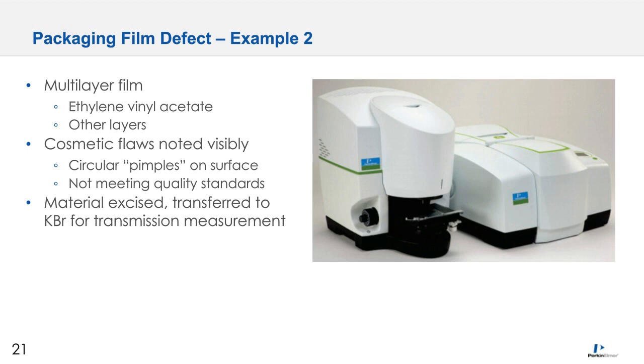Here we're analyzing a multi-layer film consisting of ethylene vinyl acetate and other layers I cannot reveal for proprietary reasons. Cosmetic flaws were again noted visibly in this film where circular pimples appeared on the surface, and once again, the film does not meet quality standards. The material was then excised and transferred to potassium bromide for transmission measurement.